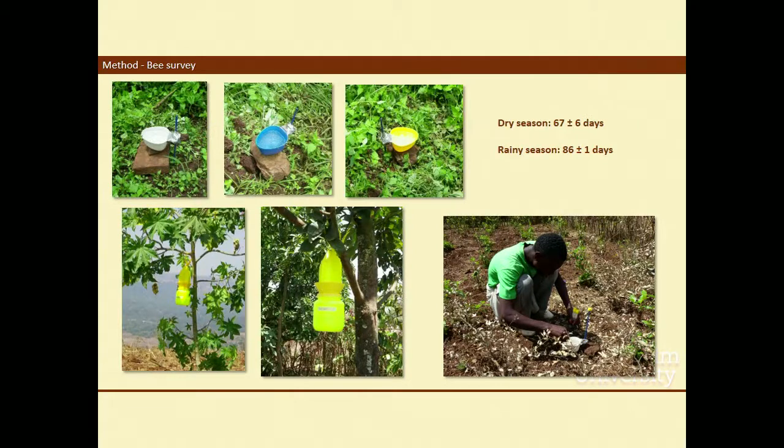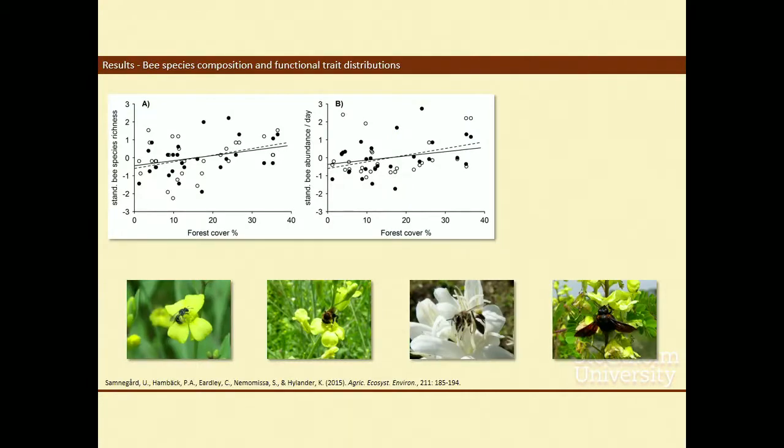And we surveyed the bees with pan traps, one of each color, and with vane traps. The vane traps were hung in trees, and the pan traps were on the ground. And we sampled in both the dry season and the rainy season. In the dry season we sampled for a bit more than 2 months, and in the rainy season a bit less than 3 months. And these are the results.